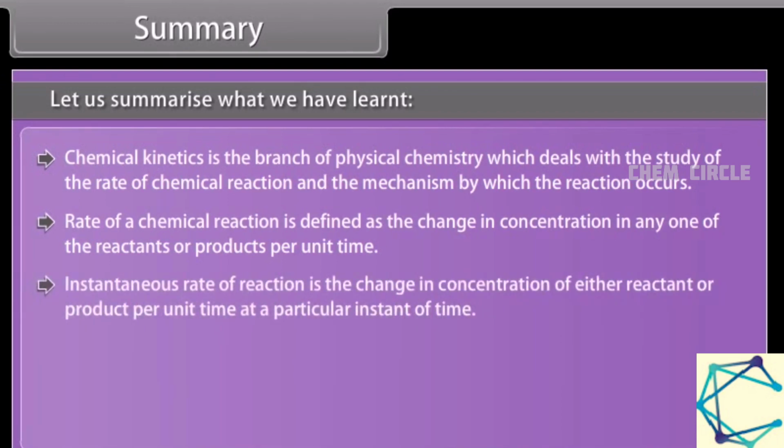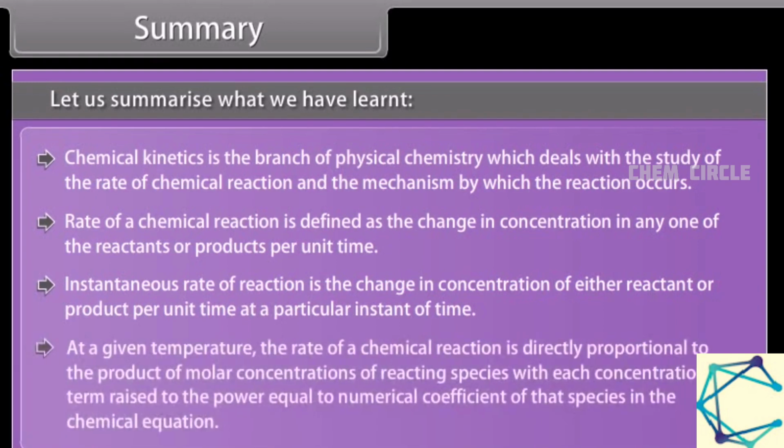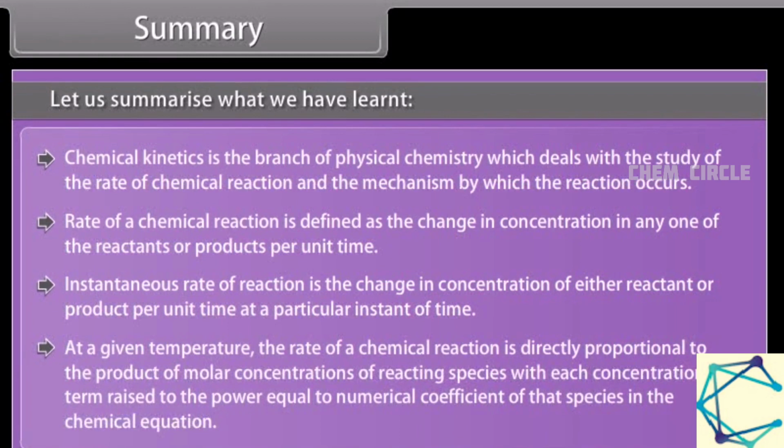Instantaneous rate of reaction is the change in concentration of either reactant or product per unit time at a particular instant of time. At a given temperature, the rate of a chemical reaction is directly proportional to the product of molar concentrations of reacting species, with each concentration term raised to the power equal to numerical coefficient of that species in the chemical equation.